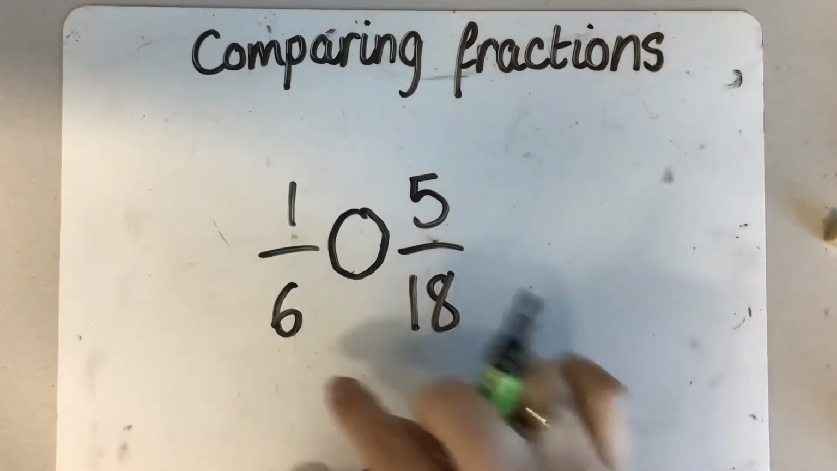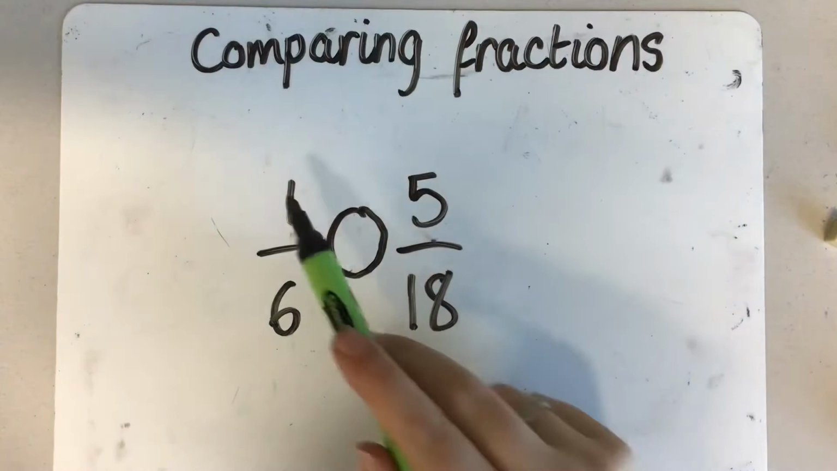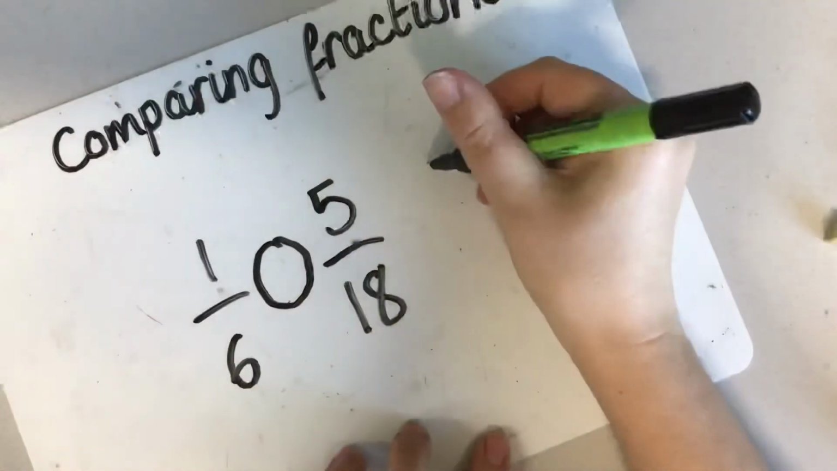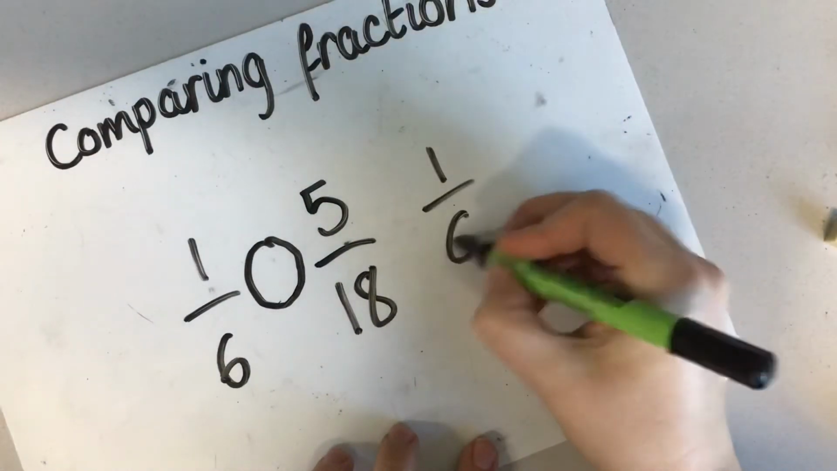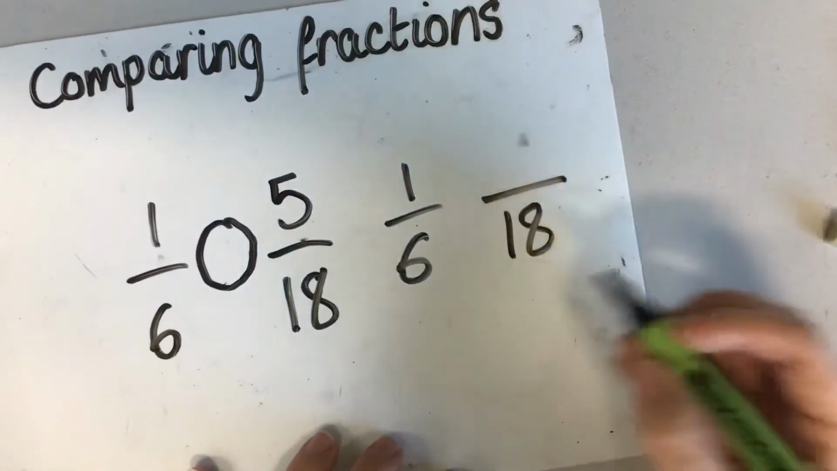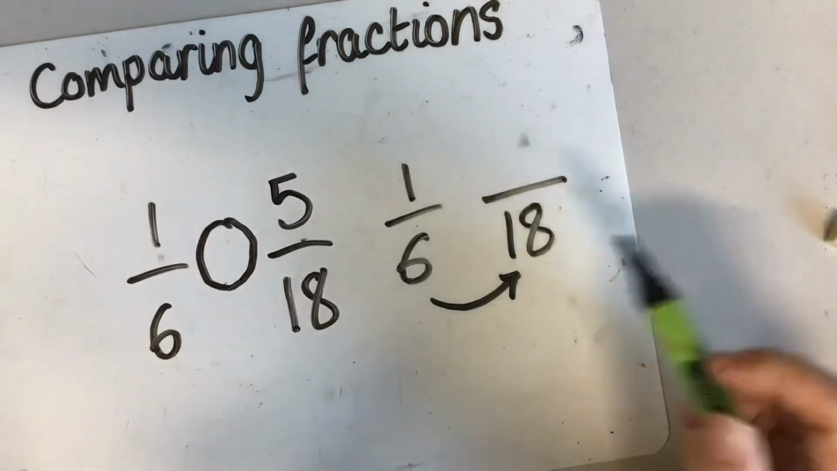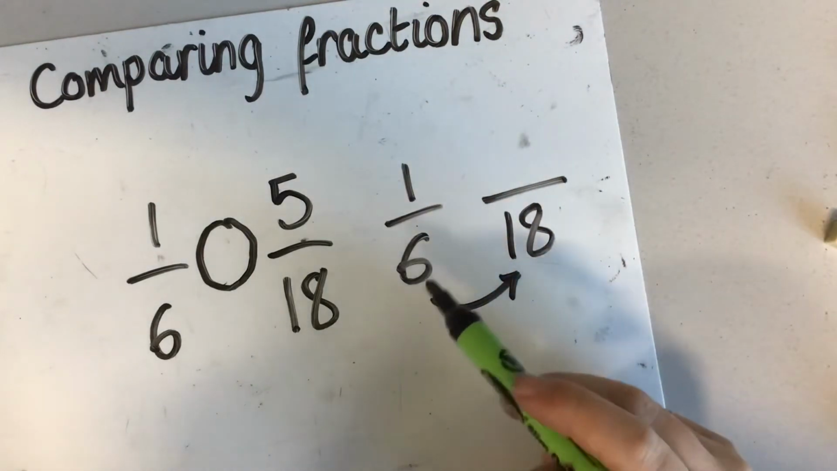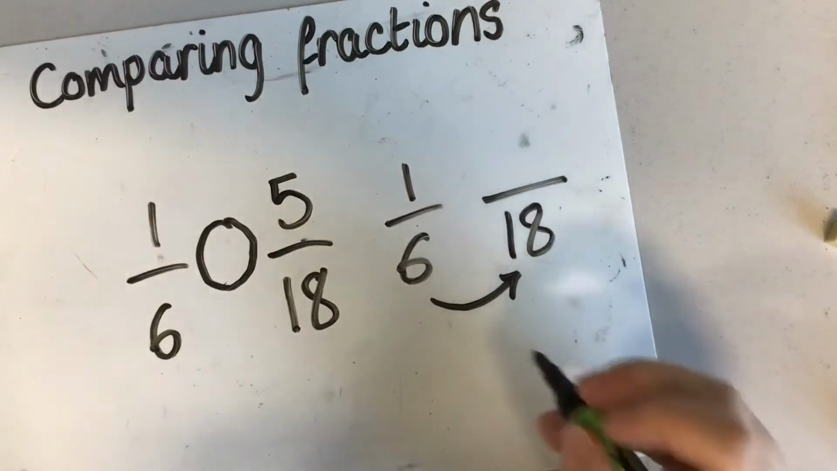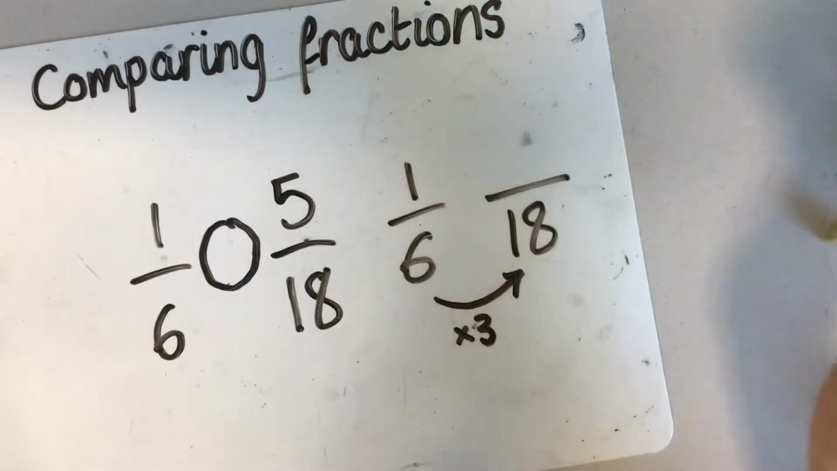So I need to change or convert one of my fractions, and I'm going to convert my 6ths into 18ths. So I'm going to come over here and do like we were doing with our equivalent fractions. I want to put 6ths into 18ths. So I'm going to go 6 and 18. What's the relationship? What do we need to multiply 6 by to get 18? And your times table knowledge should tell you that it is times 3. 6 times 3 is 18.